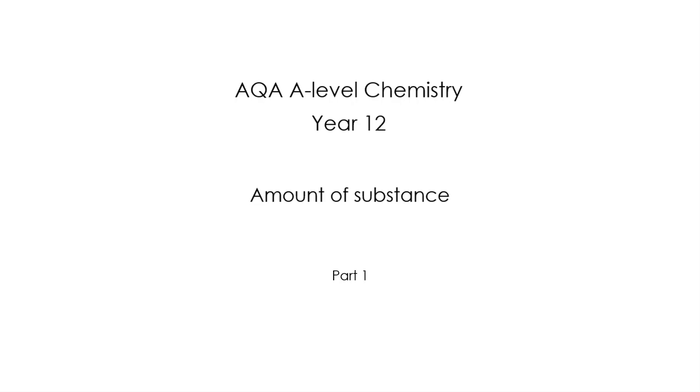This is an AQA A-level chemistry year 12 topic. It's amount of substance. This is part one, where we are going to be looking at using the periodic table and some basic mole calculations. As always, I'm going to recommend that you try each task, pausing the video as you go, and then review your answers. That way you get to know what you know and know what you don't know. So let's get straight onto it.